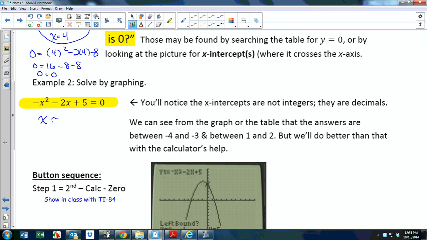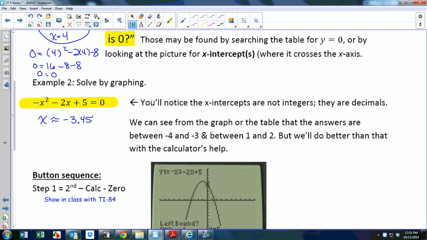x is approximately negative 3.45. That's not exact. That's a guess. It's a good guess, a good estimate to two decimals, right? Quadratic formula, completing the square, factoring, these other things we're going to do down the road, to solve these, we'll get exact answers. That's not exact. It's an estimate.